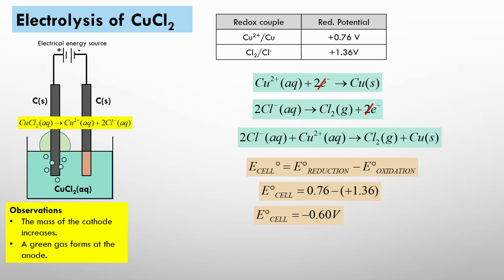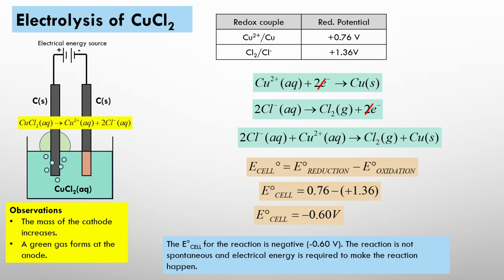The only way it can react is if we supply electrical energy. The electrical energy rips the electrons away from the chloride ions and gives them to the copper ions. And that's how the copper ions get the electrons in the first place. It's not strong enough to grab the electrons itself. It has to be supplied the electrons by this energy source. Notice this negative electrode here, the cathode in this case, is giving the electrons to the copper. So the E cell for this reaction is negative, the reaction is not spontaneous, and electrical energy is required to make the reaction happen.